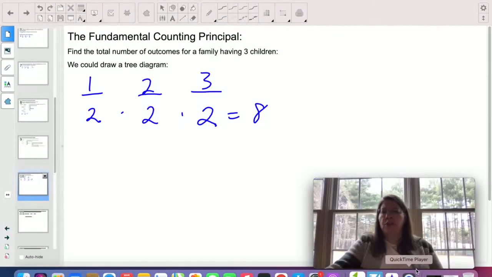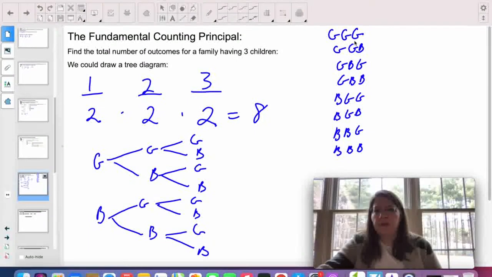Now, if you want to figure out what those 8 possible combinations are, or if they ask you more detailed questions about what the outcomes are, we could draw it out. So this leaves me with this sample space. We could have all girls. We could have a girl, girl, then boy. We could have a girl, then boy, then girl. Girl, then boy, then boy. Boy, then girl, then girl. Boy, then girl, then boy. Boy, then boy, then girl. Or all boys. So these are the 8 possible outcomes shown in this fundamental counting principle.